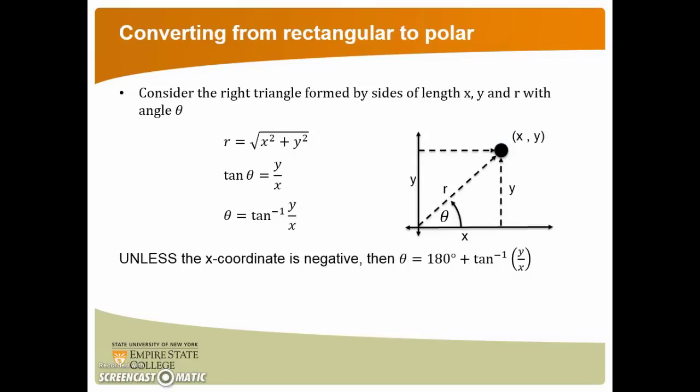Anytime the x value is negative, this means we are in quadrants 2 or 3. The default for scientific and graphing calculators is to give the quadrant 1 or 4 values for the angle. To adjust, we just add 180 degrees to the inverse tangent. Let's look at an example.